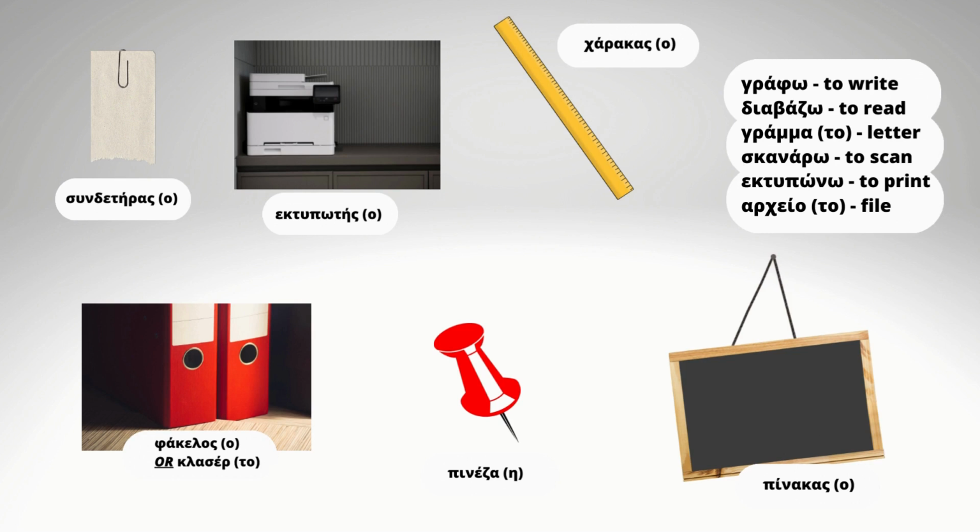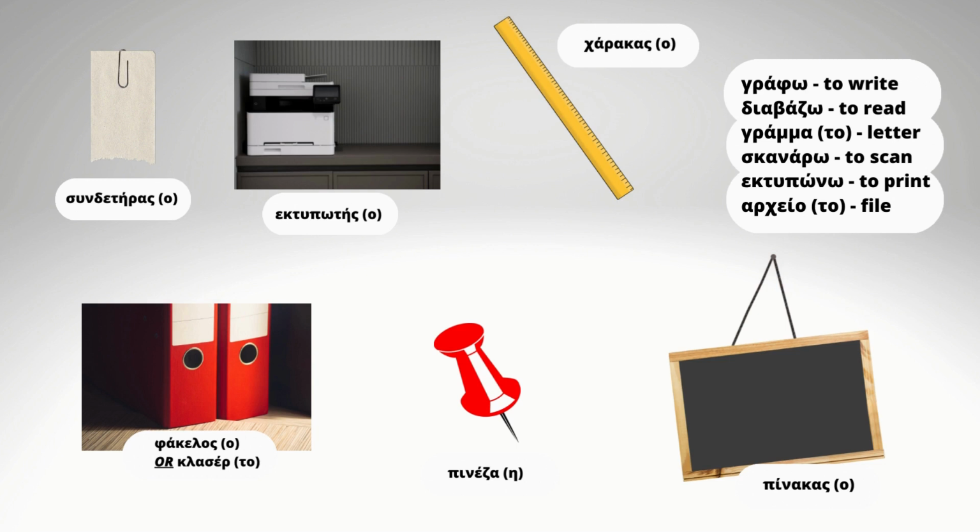Let's check them out. For example, we have the word γράφω. This is the verb for writing. γράφω, to write. Διαβάζω, to read. Το γράμμα, this is a noun. Το γράμμα, which means a letter.